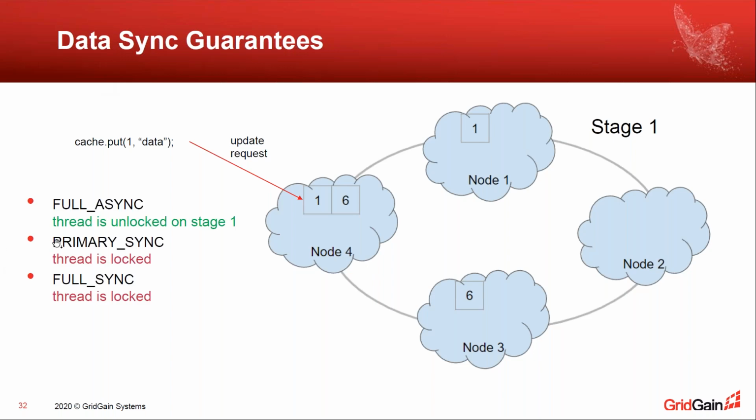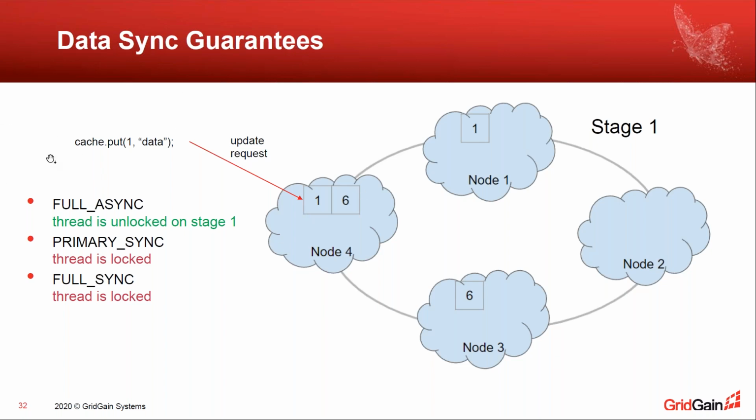If you are using full async, the thread will be unlocked directly on stage 1. So it doesn't actually wait for anything. When you perform a put, you are free to proceed making other puts. But if you are using primary sync or full sync mode, the thread will still be locked until the client receives some acknowledge messages.